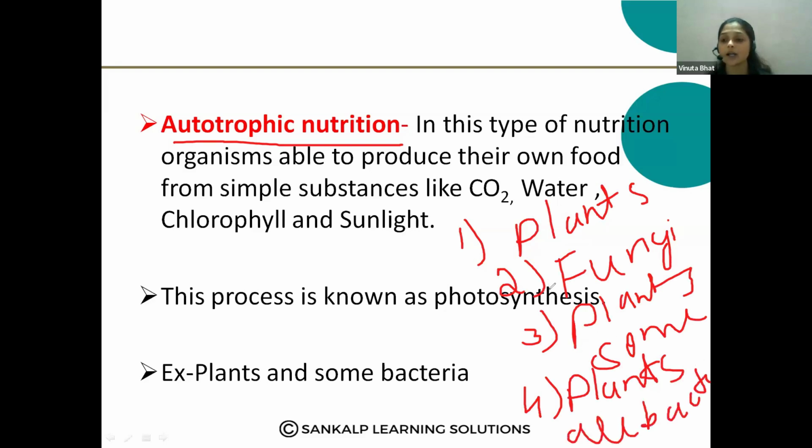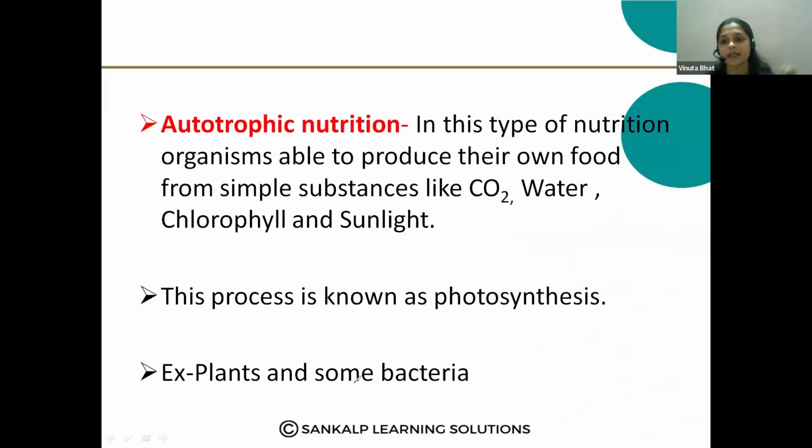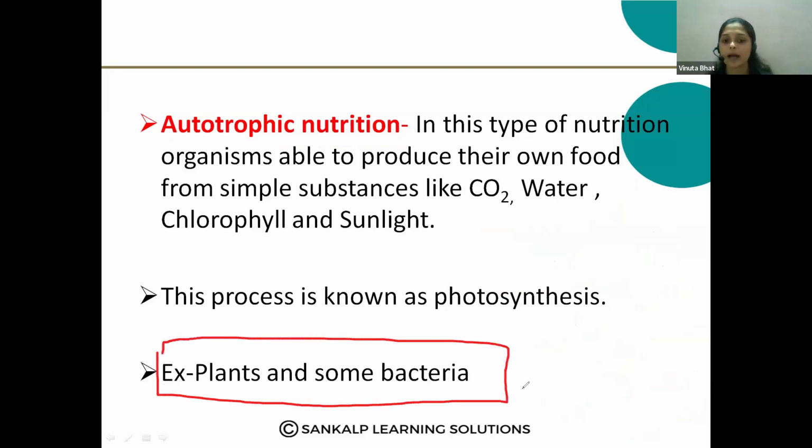So here, autotrophic mode of nutrition is found in plants. Yes, that is correct. But in bacteria, not all bacteria are autotrophs. Some bacteria are autotrophs. So a very important example is plants and some bacteria. This may be asked in a multiple choice question.